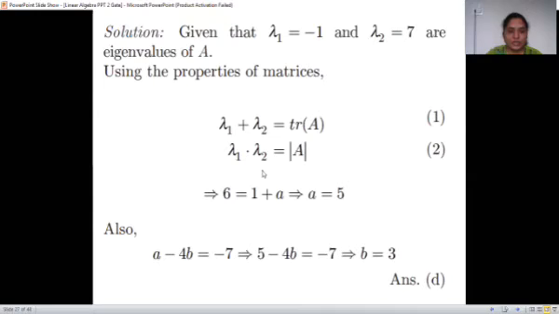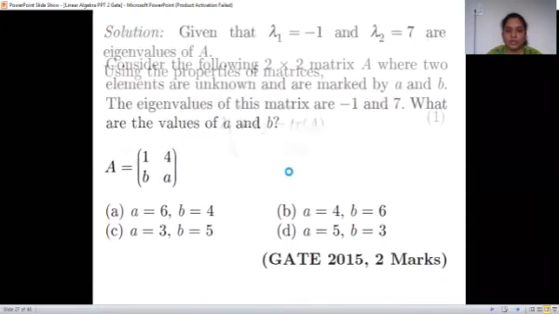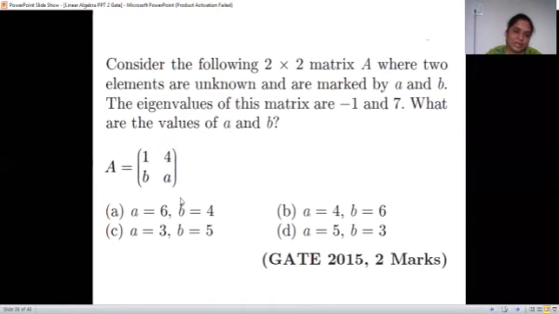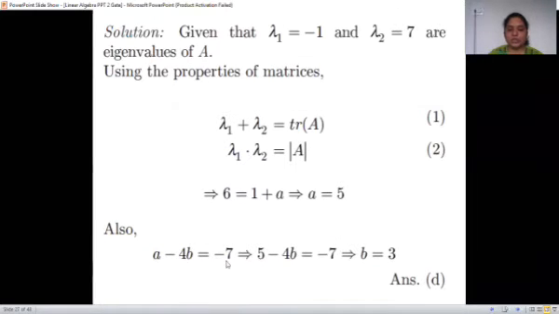The second equation is lambda 1 into lambda 2, so -7 is equal to the determinant of A. Just find the determinant, that is A minus 4B. The determinant A minus 4B is -7. But we have A is 5. So B is 3. Very good. So your correct answer is 5 and 3.